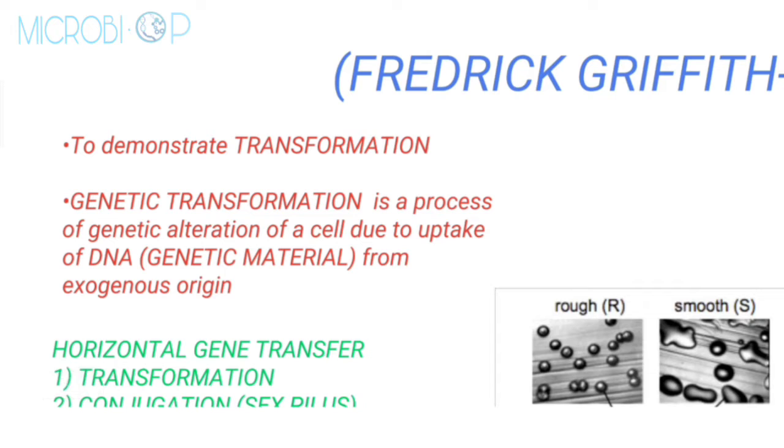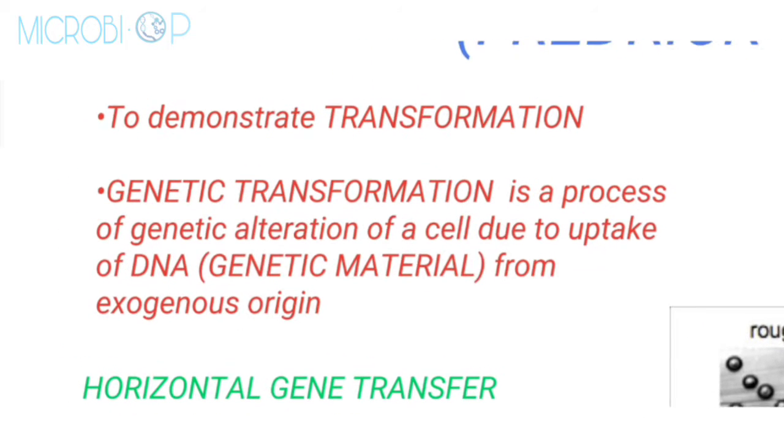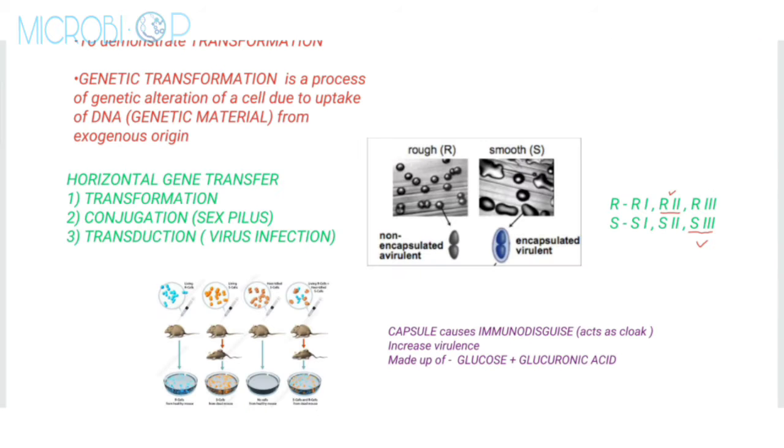The changes are done in a cell by an exogenous DNA, a DNA which is not from that cell which is transformed. It is from another source or origin, an exogenous origin. Transformation is one of the three sources of horizontal gene transfer. Horizontal gene transfer means transfer of genes from one bacteria to another. One type of horizontal gene transfer is transformation, the other is conjugation, and the third is transduction.